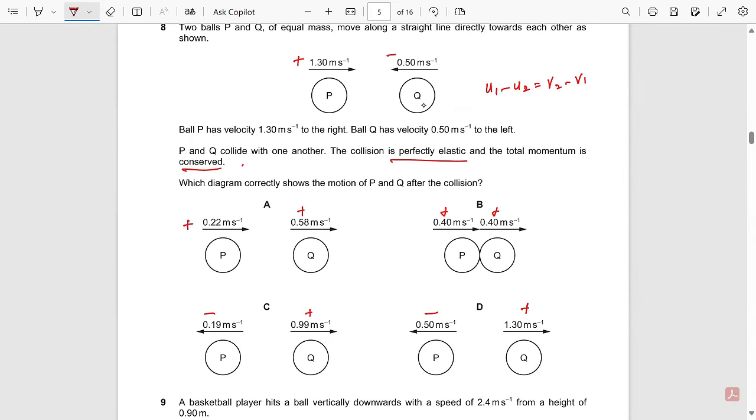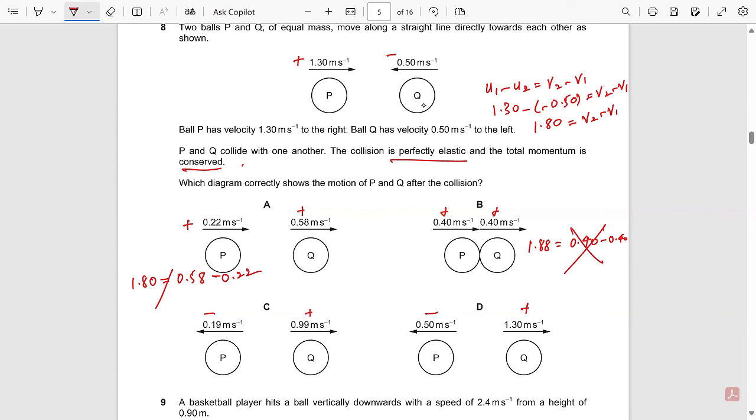So you put in here: u1 minus u2 is basically u1 is 1.3, minus 0.50, is equal to v2 minus v1. So you found earlier that this is 1.80, right? Now what you're going to do is, you know it is 1.80 to start with, so it should equal 1.80. So v2 minus v1 gives 0.58 minus 0.22, so this is not the answer. Similarly, this is 1.88, and this is 0.40 minus 0.40. That is also not the answer.